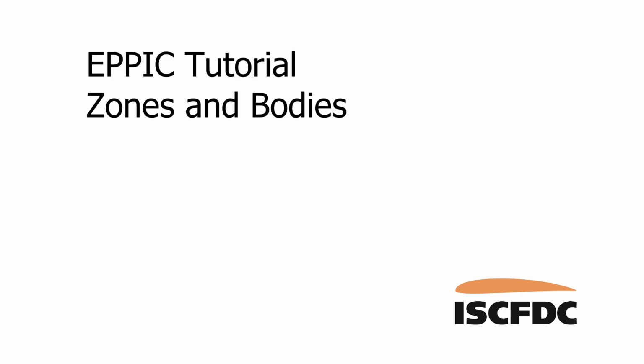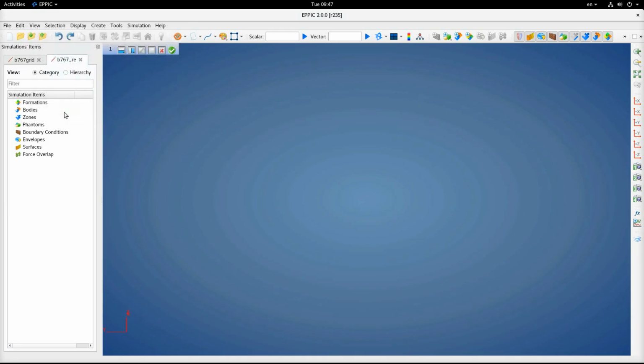This EPPIC tutorial video will cover the initial part of pre-processing, which entails defining bodies using grid zones. An imported grid file may include several grids, and multiple grid files can be used for a simulation. EPPIC uses bodies to combine grids in order to define closed geometrical regions.